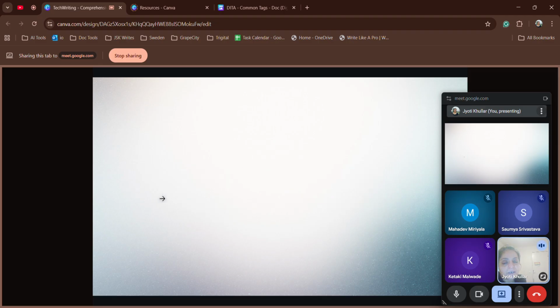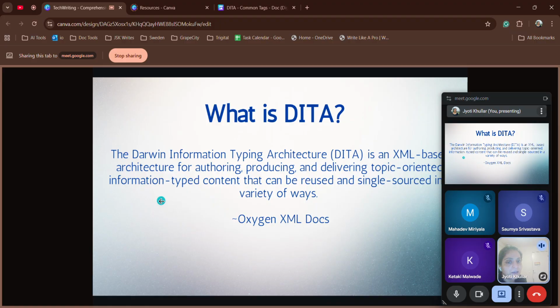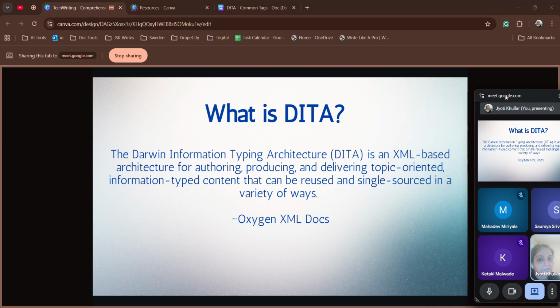so as you can see, DITA stands for Darwin Information Typing Architecture. Okay, it is an XML based architecture for authoring, producing and delivering topic-oriented information, topic-oriented, information-typed content that can be reused and single-sourced in a variety of ways. This is the definition from Oxygen XML के documents में ये mentioned है. I'll just try to break it down. What does it really mean?